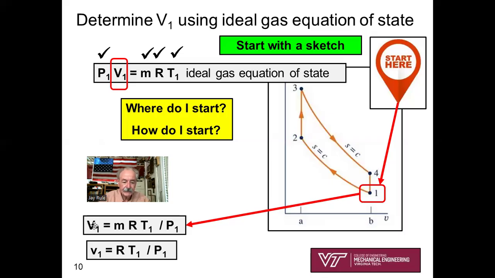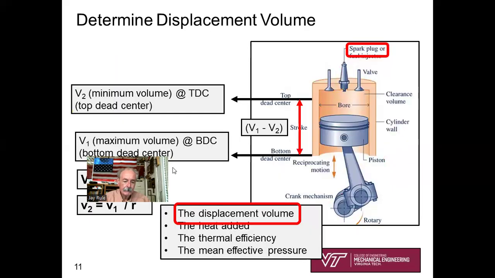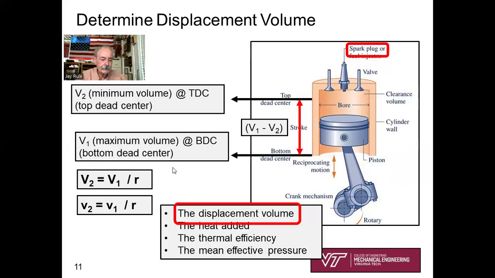But I need V1 to get the displacement volume, don't I? So I need V2. That's Vmax. I need V2. Okay, let's see. What am I given? I need to determine the displacement volume. Here's what I've got to find.